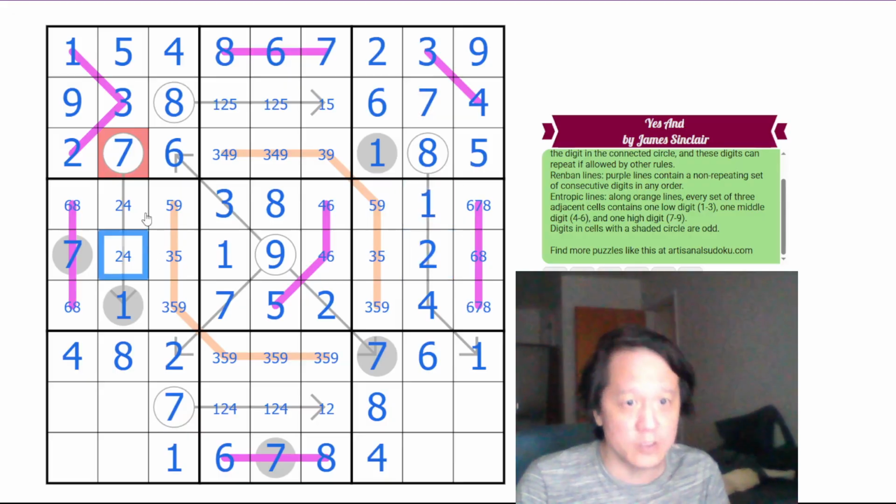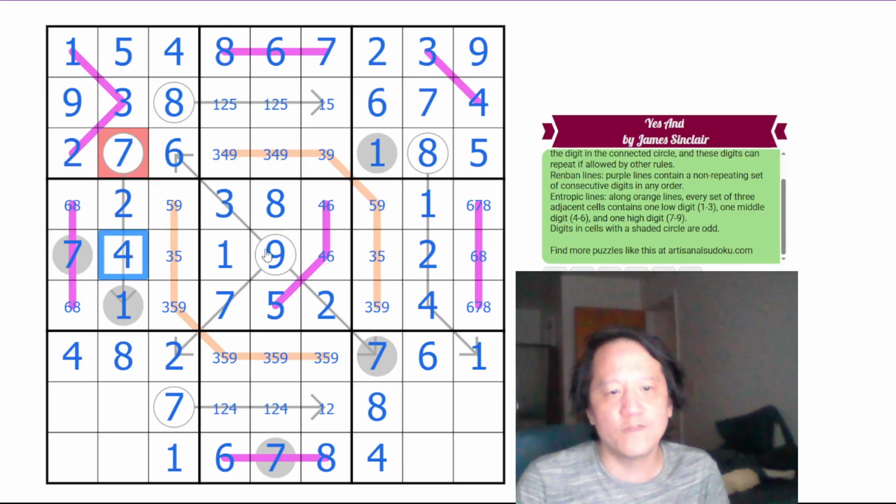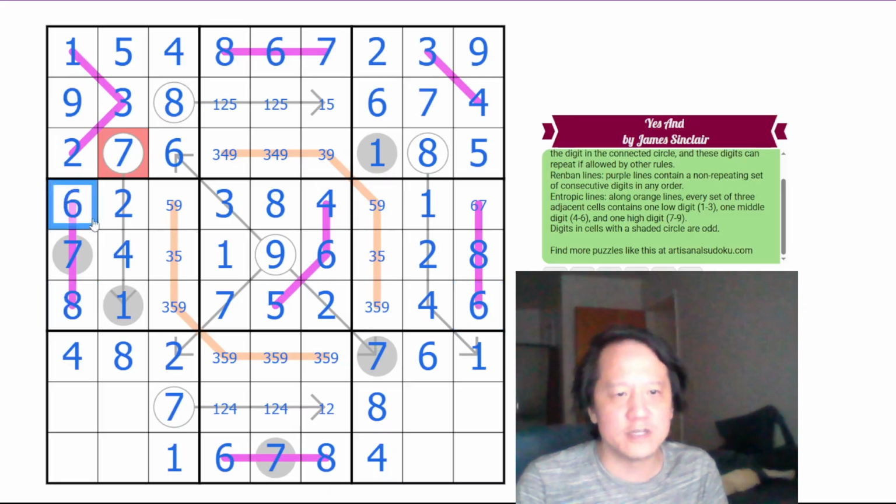2 eliminates 2 here, so it's 4 and 2. 4 eliminates 4 here, so it's 6 and 4. 6 eliminates 6 here, so it's 8, which eliminates 8 in the rest of the row. 7 eliminates 7 here, so it's 6, which makes this 8 and 6. 6 eliminates 6 there, so it's 7.